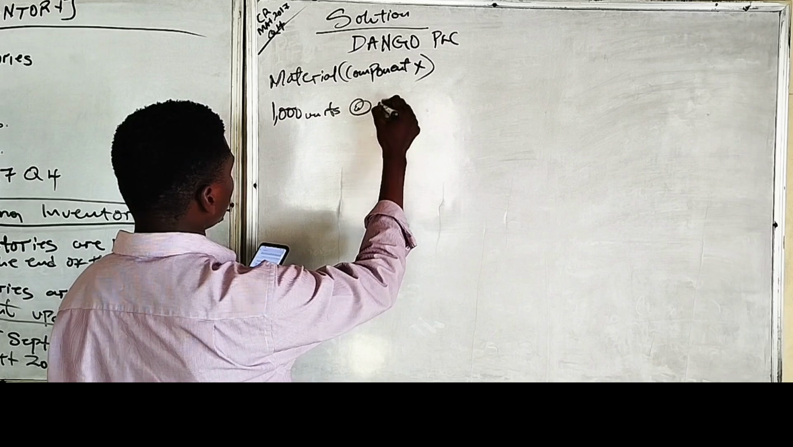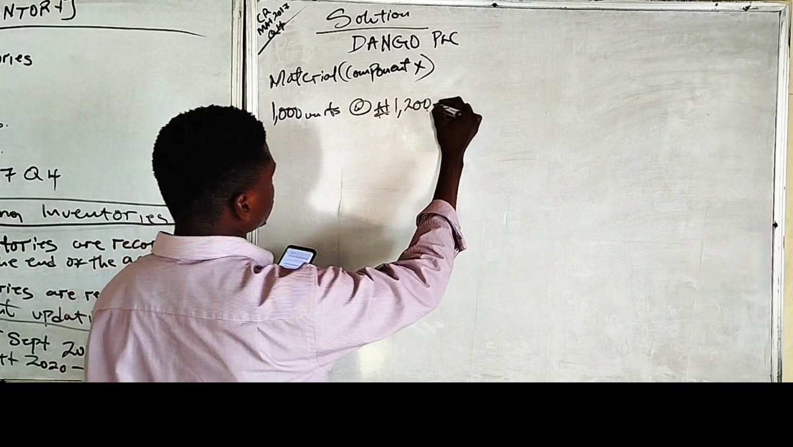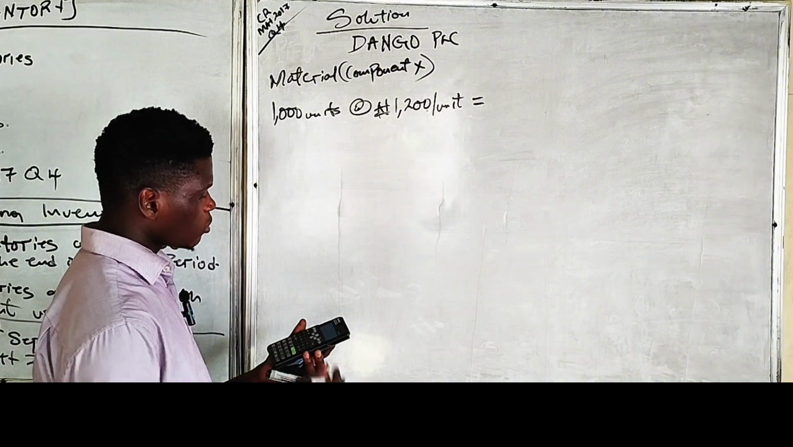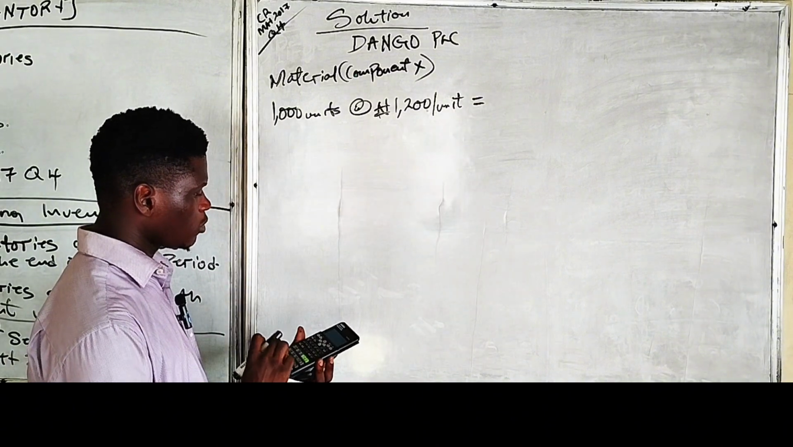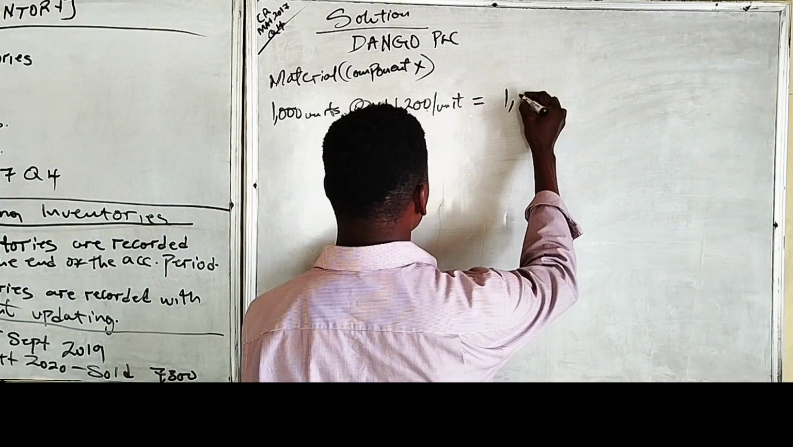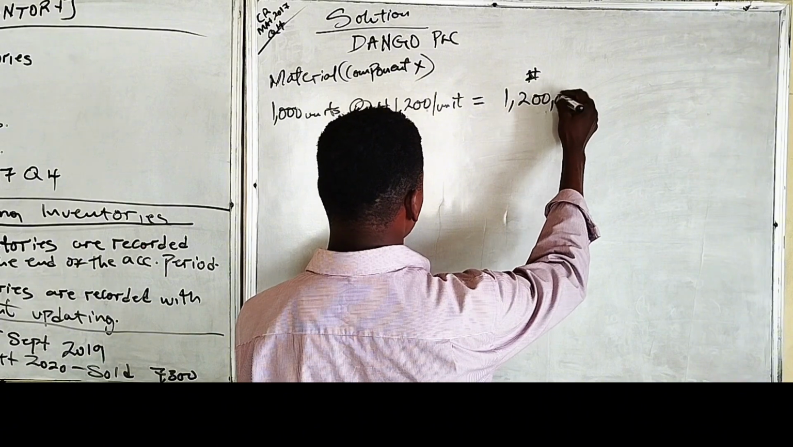The quoted price of component X was 1,200 per unit. So 1,000 times 1,200, which is 1,000 times 1,000, so we have 1,000,000. Let me put the price here: 1,200,000.